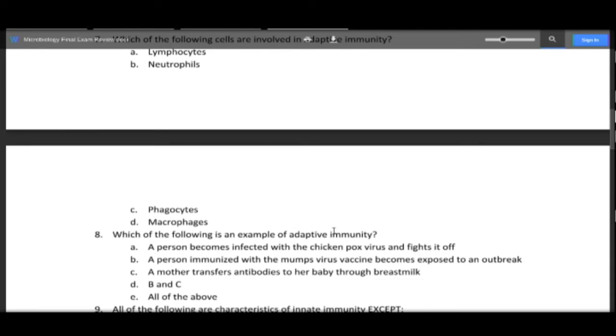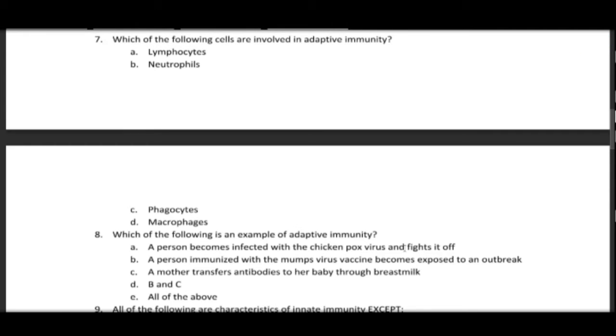But in A, a person is newly infected with chickenpox and is fighting it off. That means they created those antibodies to fight it off. They've gone through adaptive immunity. So 8 is going to be A for this one.